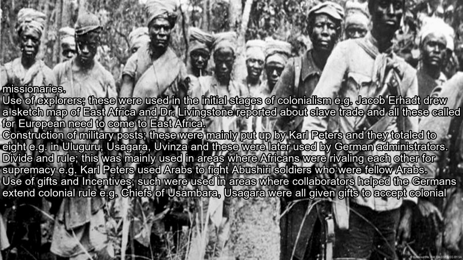Construction of military posts. These were mainly put up by Karl Peters in Uluguru, Usagara, and Uvinza, and these were later used by German administrators. Divide and rule. This was mainly used in areas where Africans were rivaling each other for supremacy, e.g. Karl Peters used Arabs to fight the Bushiri soldiers, who were fellow Arabs.